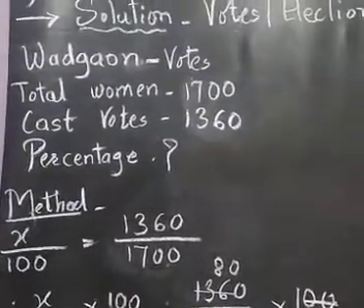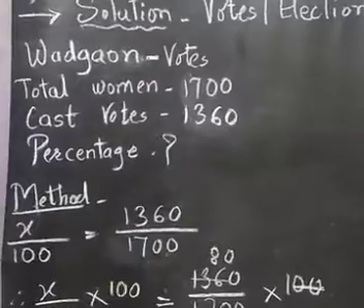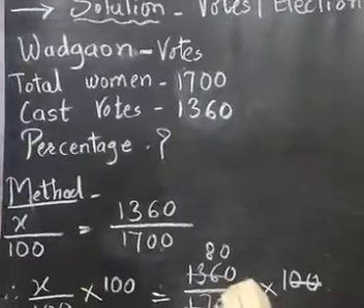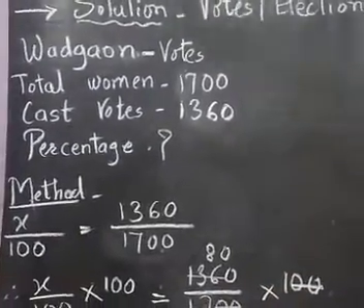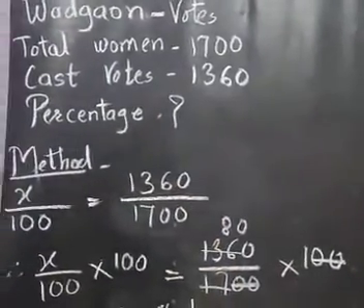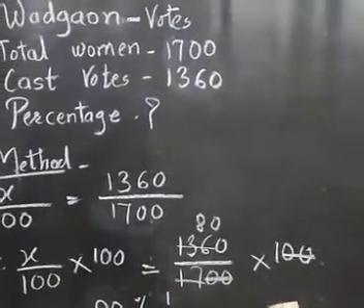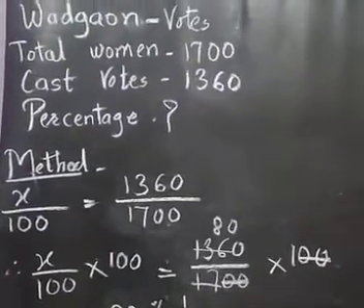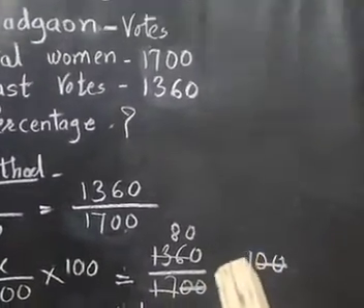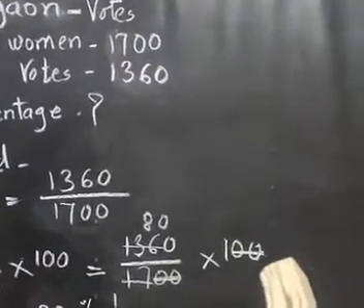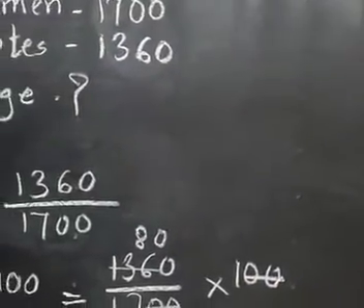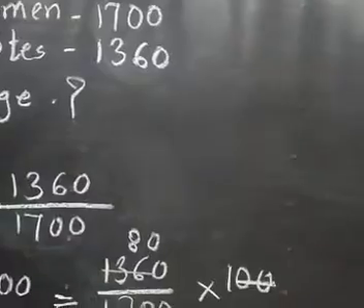Here also let us suppose that x number of women have given their votes in the Vadgaon village. So x upon 100 is equal to 1360 upon 1700, that is, how many women have given and what is the total number, that we take like that. Then multiply both the sides again by 100. So we get only x here. So x upon 100 into 100 is equal to 1360 upon 1700 into 100. So what we have done here, these both zeros are getting cancelled. Same number of zeros in numerator and denominator, we can cancel them.